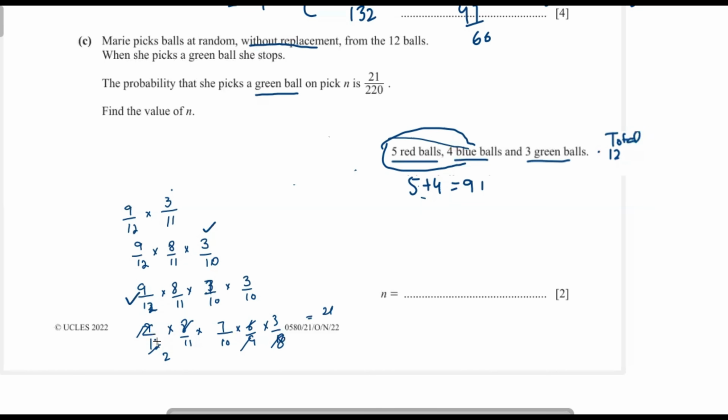Next option: the first pick is 9 over 12, the second pick is 8 over 11, the third is 7 over 10, the fourth is 6 over 9, and the fifth ball is green. When you simplify this value, you get 21 over 220, and this is the answer. So n is the fifth pick. n is 5, that is the answer to this question.